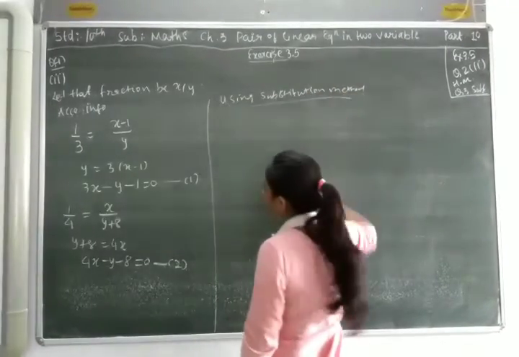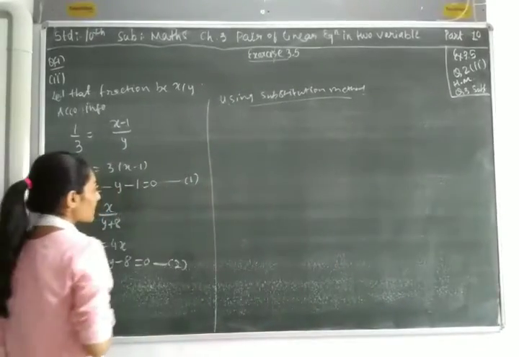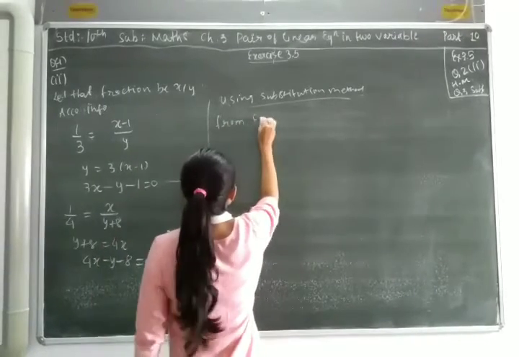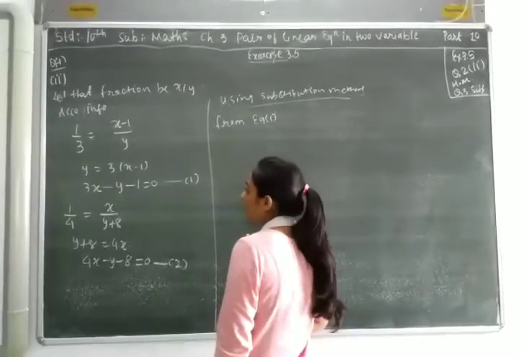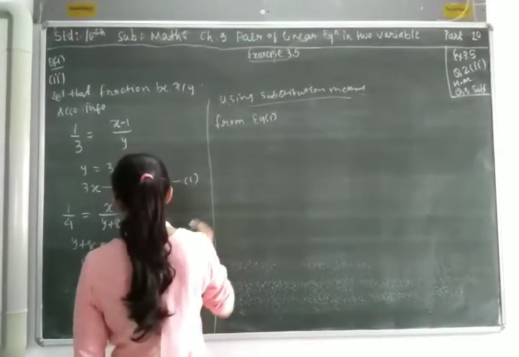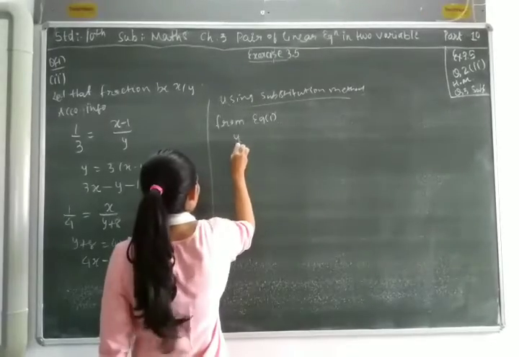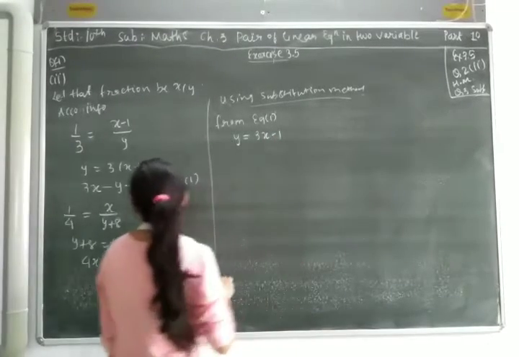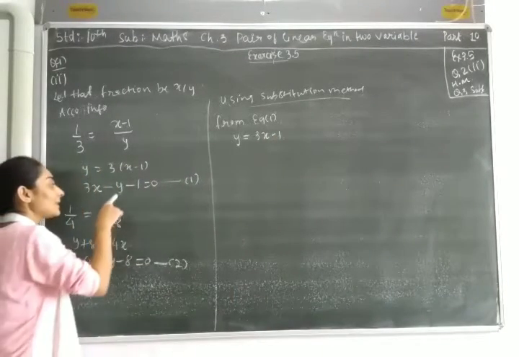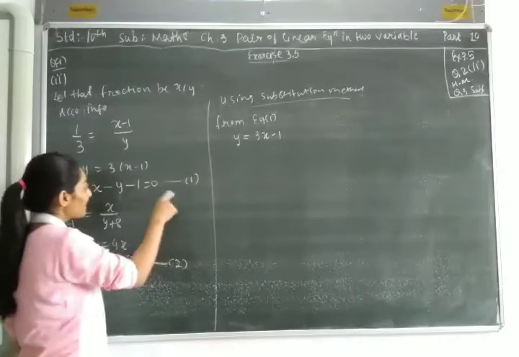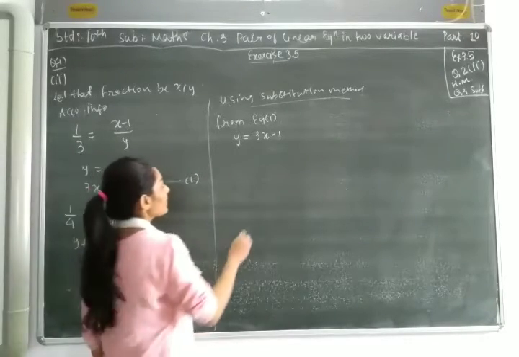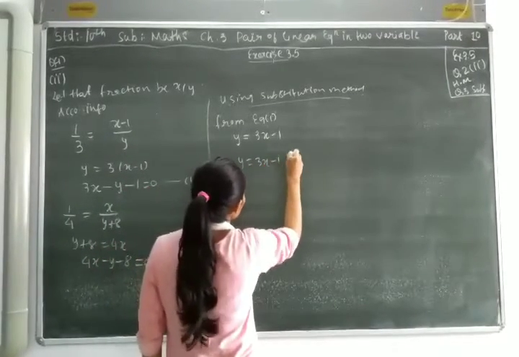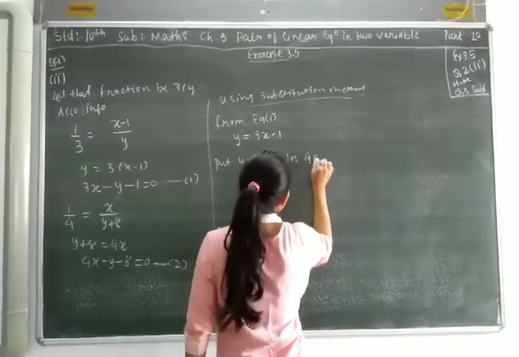You can use any method, whichever you want. So, substitution method. From equation number 1, my y equals 3x minus 1. Taking this y to the right hand side, it became plus 1. The remaining are the same. Now, put y equals 3x minus 1 in equation number 2.